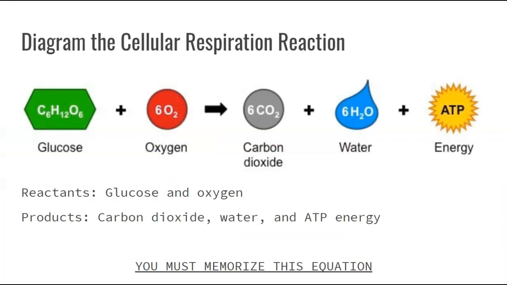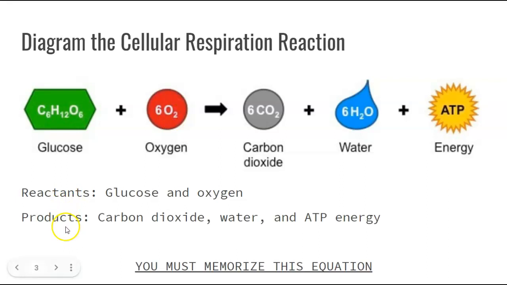So let's talk about the cellular respiration reaction. This slide maybe looks pretty familiar to you because we just did something very similar for photosynthesis. Again, you must memorize this equation. This is not an option. You have to memorize this equation. So for cellular respiration, our reactants, or the things that go into the reaction, are glucose, C6H12O6, and oxygen. We have 6 molecules of oxygen, okay? Those are the reactants, what goes into it.